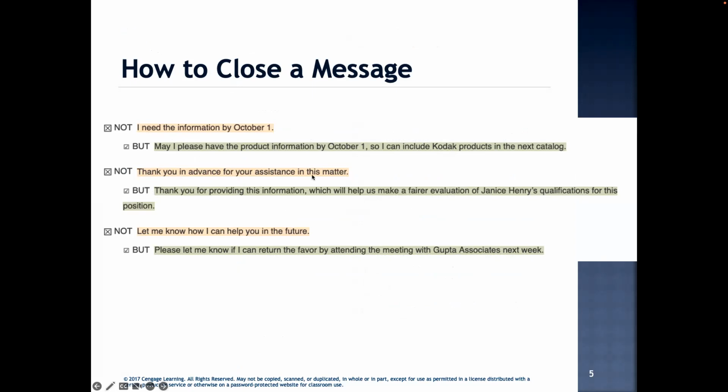Thank you in advance for your assistance in this matter. Okay, that's not horrible, but there's a nicer way we can say that. Thank you for providing this information, which will help us to do X, Y, and Z. We don't really want to go, let me know how I can help you in the future. Again, not bad, but there's a nicer way to say that. Right? Please let me know if I can return the favor by attending the meeting with Gupta Associates next week. We don't want to just leave an open-ended offer of help in the future. We need to put a little bit more information there.